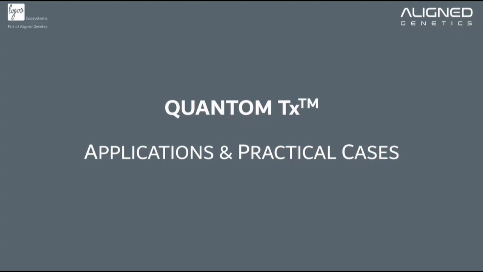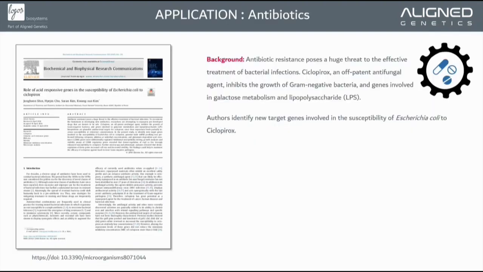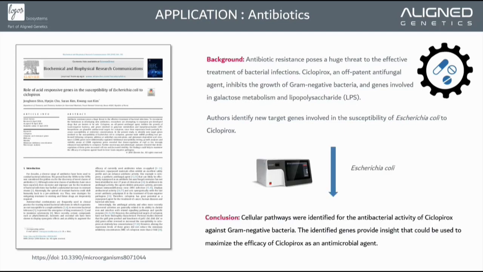So I will now share with you some applications based on published papers. First application is in antibiotics. Antibiotic resistance poses a huge threat to the effective treatment of bacterial infections. Researchers are attempting to repurpose pre-developed drugs that are known to be safe. And these authors also noticed an increased cell size and decreased motility due to cyclopirox.